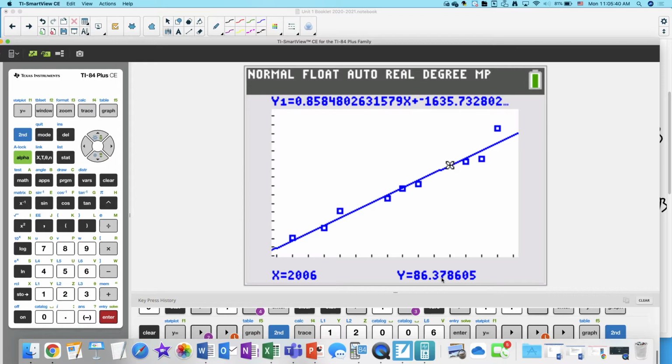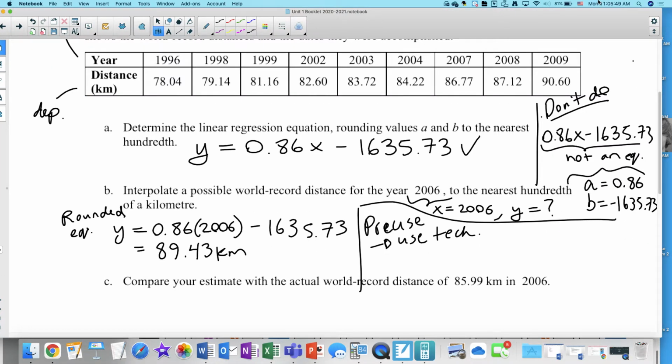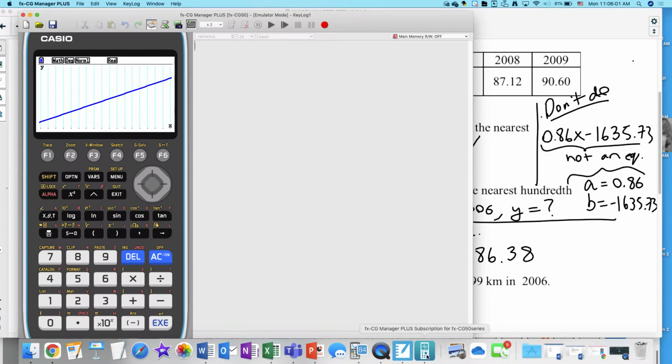Now, on a Casio, once you have that, go to G-solve and select more. So go to F5. We want to do a y calculation. We know what the x value is. We want to know what y is. So select F1, put in 2006. And there you have it.